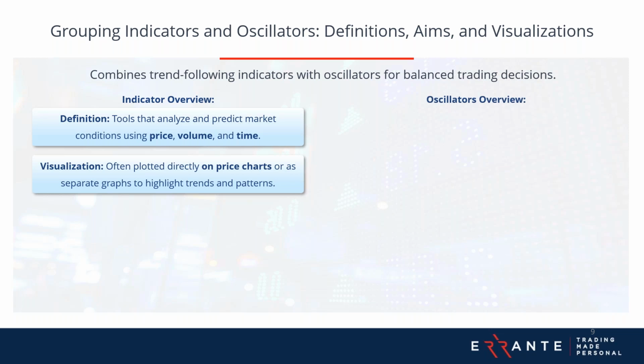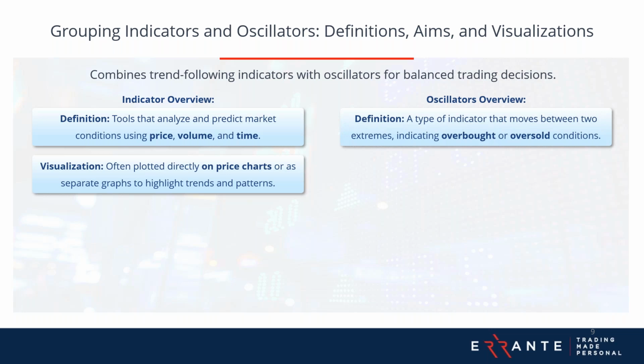On the other side, we have oscillators. Oscillators are a specific type of indicators. So it's a smaller group of indicators that fluctuates above and below a center line or between set levels, showing us when the market might be pushing too far in one direction, either too high, that we call overbought, or too low, we call it oversold. So this is like telling us when the market is stretching too much and might snap back.